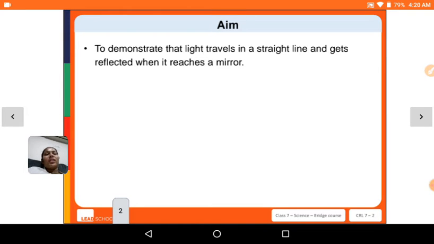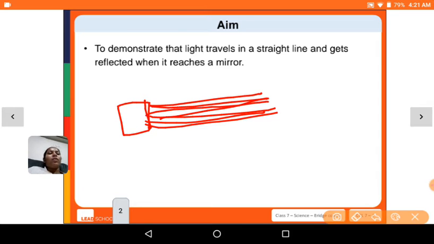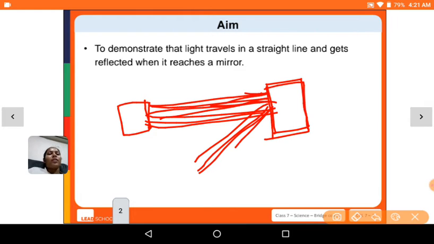Aim: to demonstrate that light travels in a straight line and gets reflected when it reaches a mirror. So what does this activity teach us? That light travels in a straight line from the source. And second, when the light reaches the mirror, then the mirror starts reflecting the ray of light. These are the two main things this activity will show.